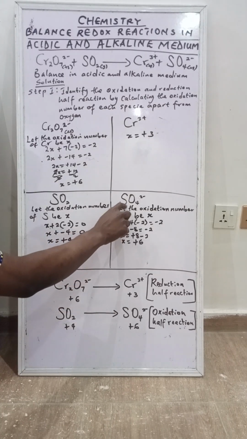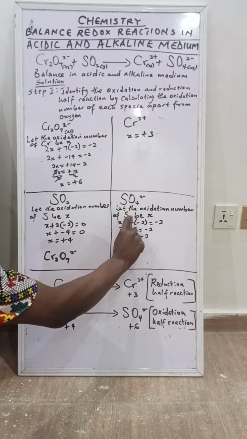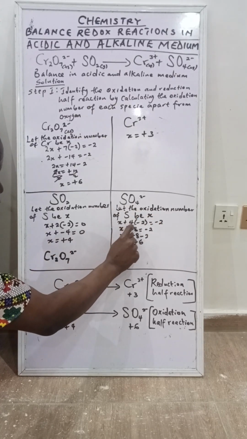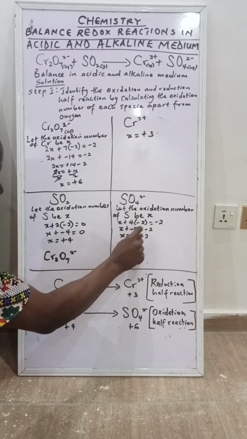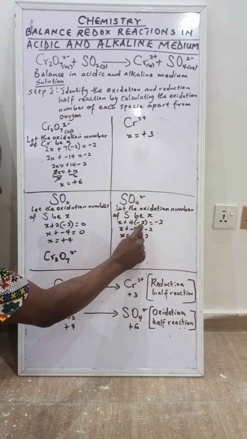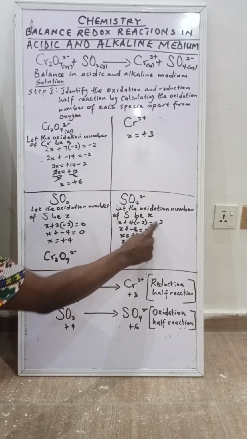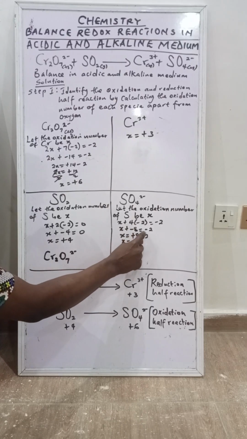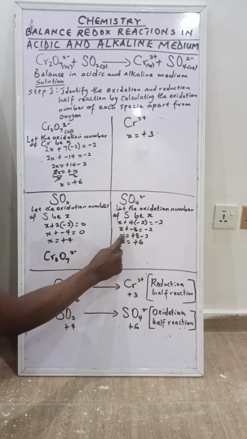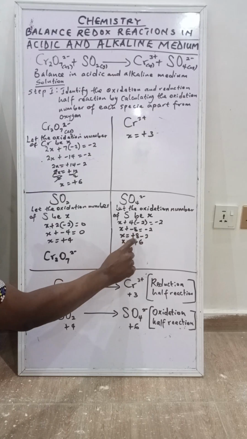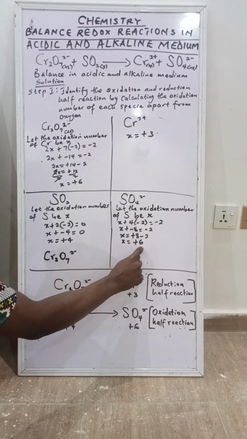Now for sulfur here, let the oxidation number of sulfur be X. So X plus 4, open bracket, oxygen is what? Minus 2. The charge here is minus 2. So X plus minus 8 equals minus 2. Now X, take the minus 8 to the other side, becomes plus 8 minus 2, X equals plus 6.